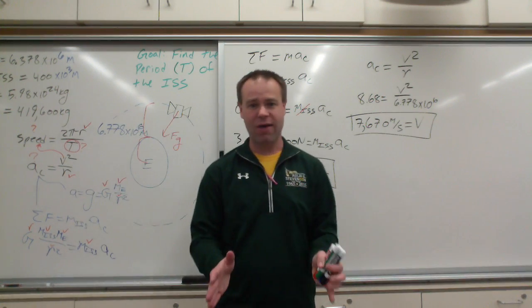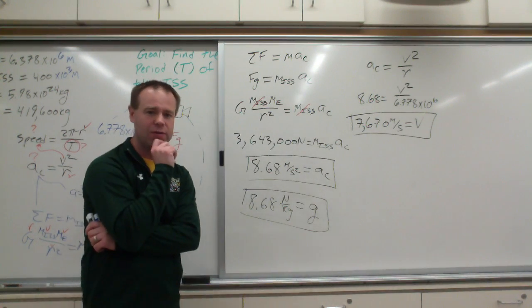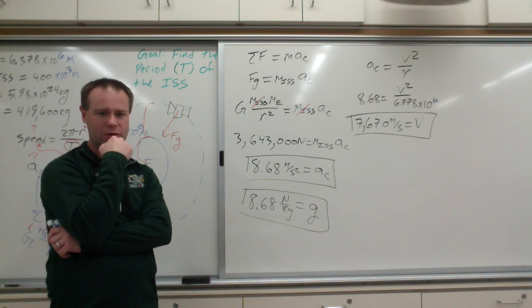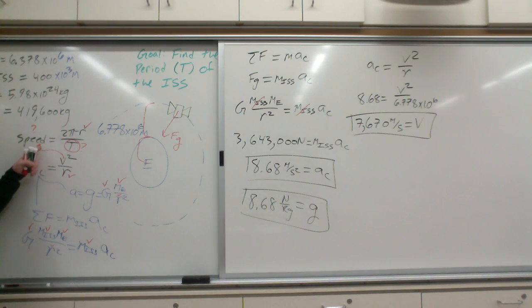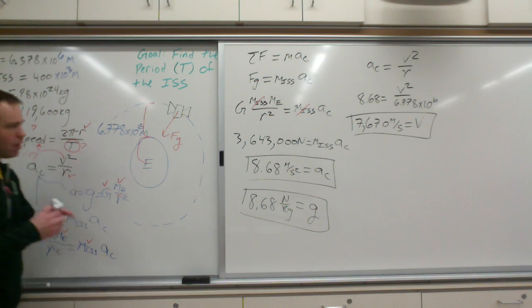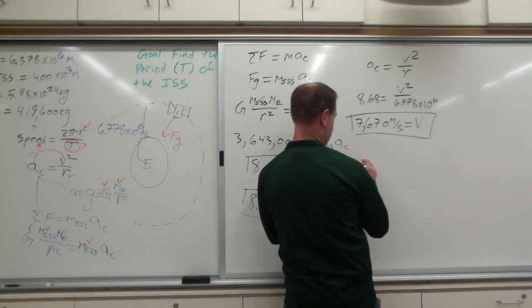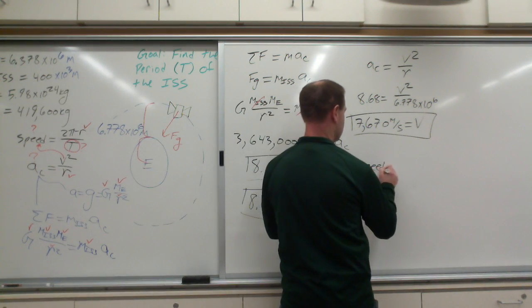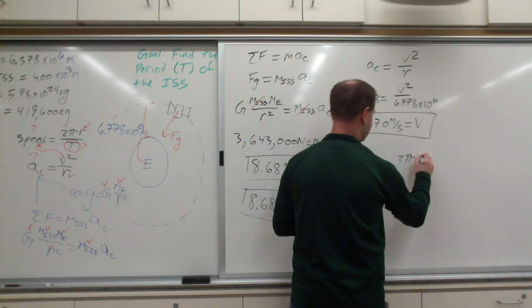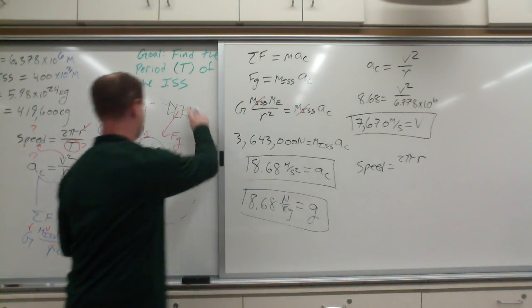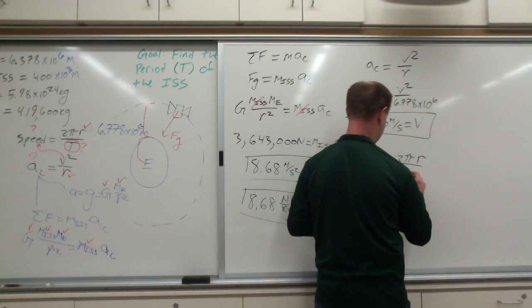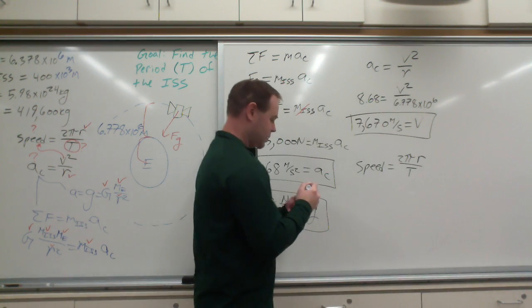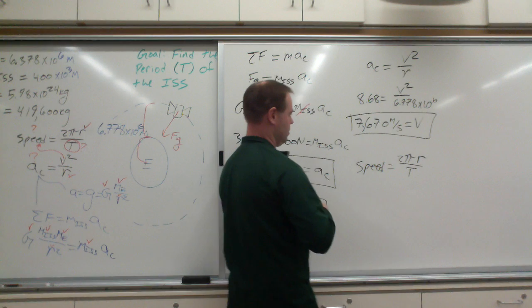Wow, so if it's going that fast, then I wonder how much time it takes to get around the Earth. Let's find out. Well, now that we've got our speed or our velocity, we can now find the period. Because we know that speed is equal to 2 pi r, the distance, which is the circumference of the orbit, divided by the period.